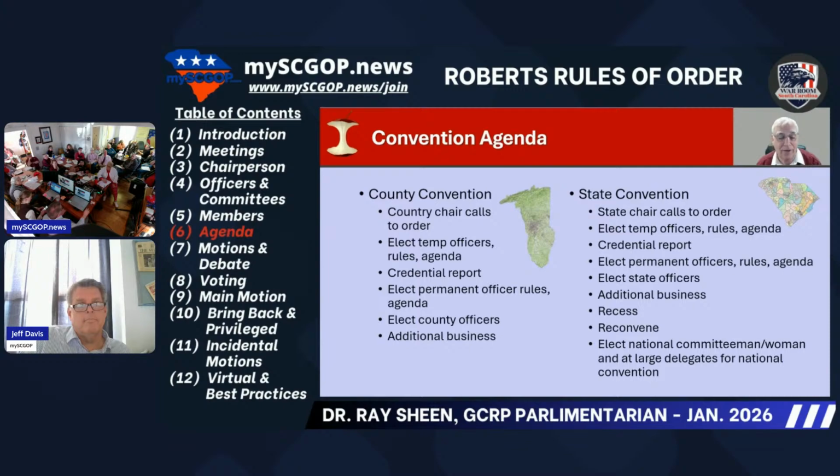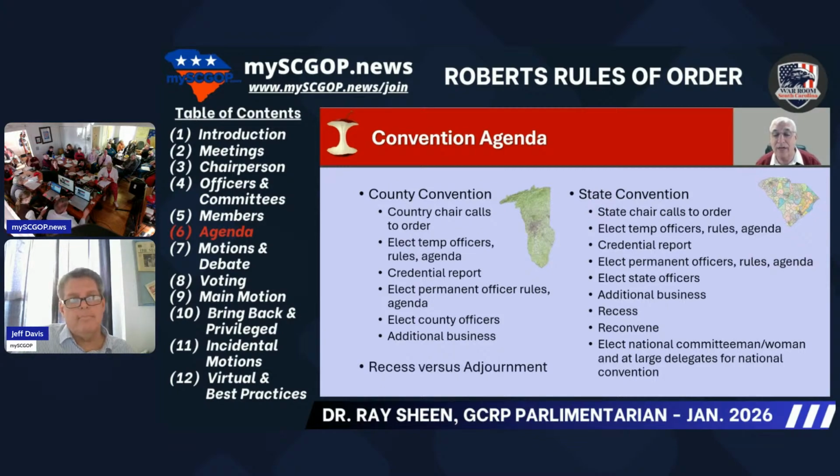The convention assembly then elects the state chairperson and at least 1 vice chairperson. In presidential election years, the convention is then recessed and at a later time will be reconvened to elect a national committeeman, national committeewoman, at-large delegates for the national convention. An interesting aspect of the convention agenda in both the state and county conventions is how they end.